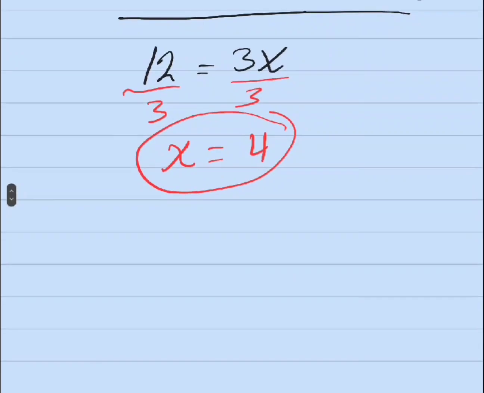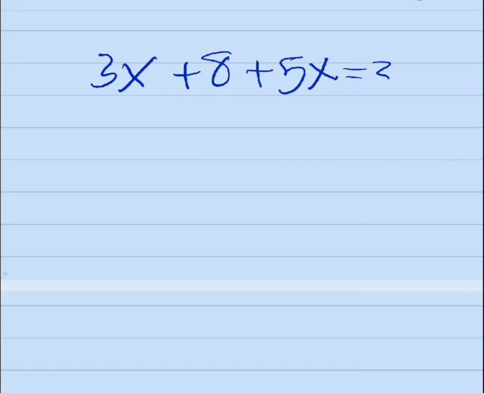Now, sometimes you may have multiple x variables, like in this problem. 3x plus 8 plus 5x. Let's say this is all equal to 32. Now, what should we do in this example? This problem might require more than 2 steps, so it might be a multi-step problem, which I'll have more of later in this video. But what do you think we need to do in this problem?